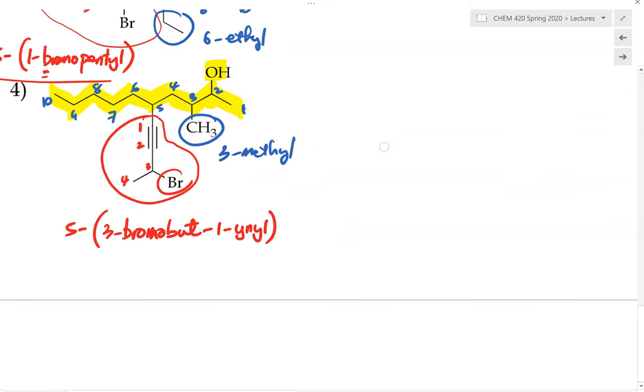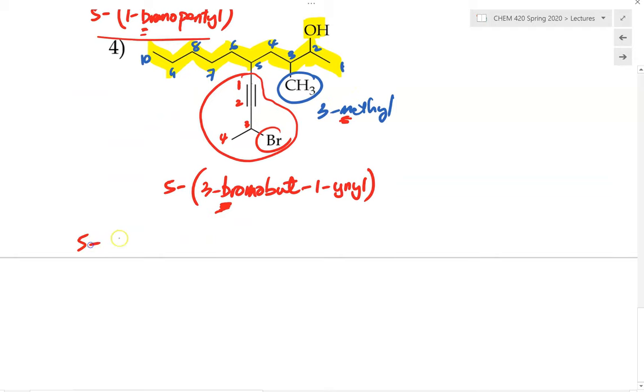And now combining everything together. So here in this case, the bromo substituent will be listed before the methyl, because we have a B and an M right here. So therefore, putting all of this together, we'll be naming this molecule as follows: 5-(3-bromobut-1-ynyl), followed by 3-methyl.